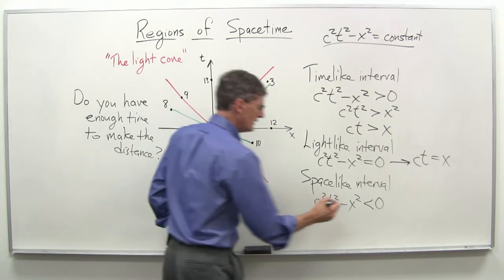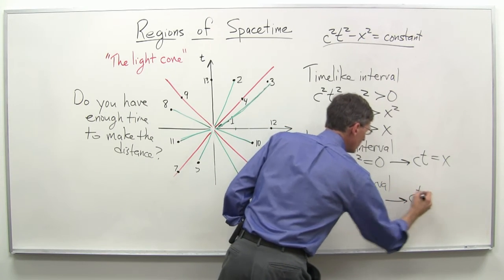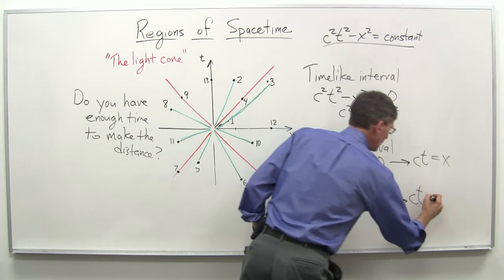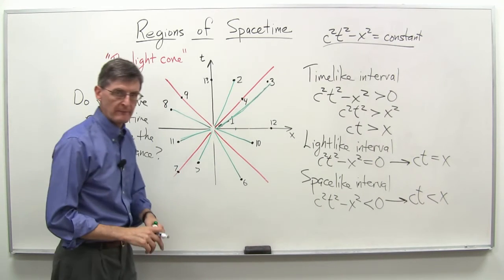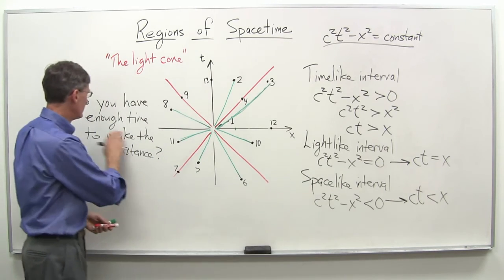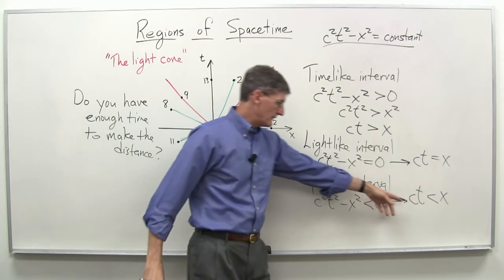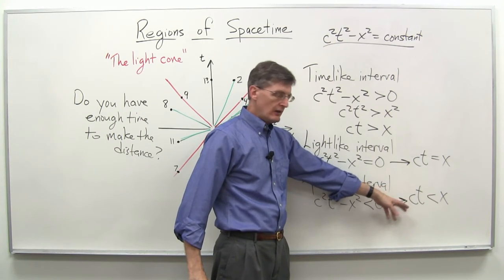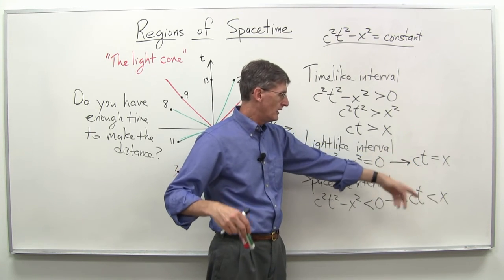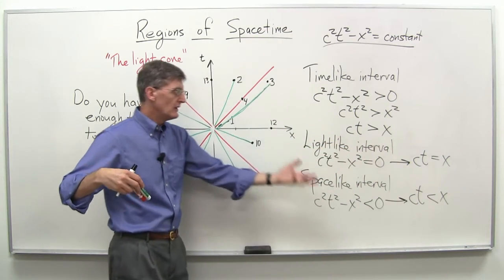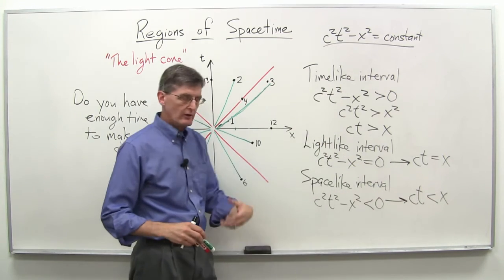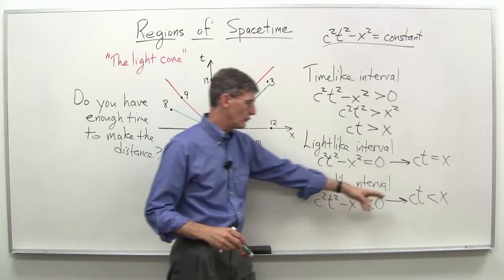And the same analysis then tells us that ct, the maximum distance we can cover in terms of what light can cover, is going to be less than the distance x, the location of where we need to go. So in other words, back to the question, do we have enough time to make the distance? No, because the maximum speed we can go is the speed of light, and that means a light beam can get a distance ct away from where we are. But if that's less than the distance that needs to be traveled, then you can't get there. And that's called a space-like interval, because the space coordinate there dominates over the time coordinate.